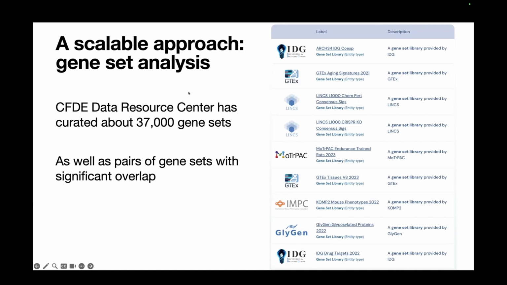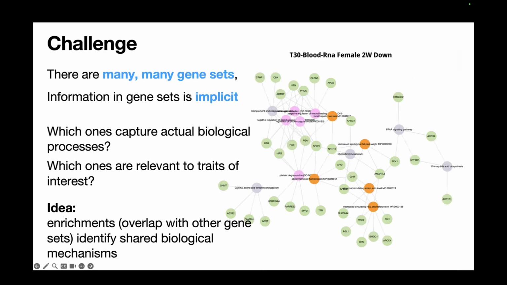Our colleague Avi Ma'ayan, who is the leader of our sister resource, the Data Resource Center, has curated about 37,000 of these. Once you have these sets, you can do things like intersect them to find significant gene sets that match each other. So it's very scalable. Now, the issue is that you have no idea what they mean, right? Because there are so many of them, it becomes complicated. What does that gene set mean? How does it relate to anything I care about biologically? Which ones are relevant to traits of interest?